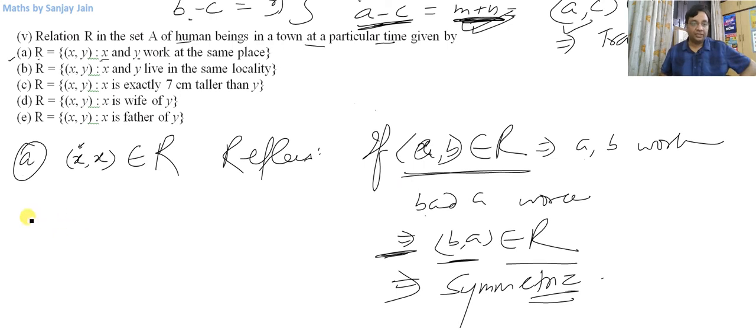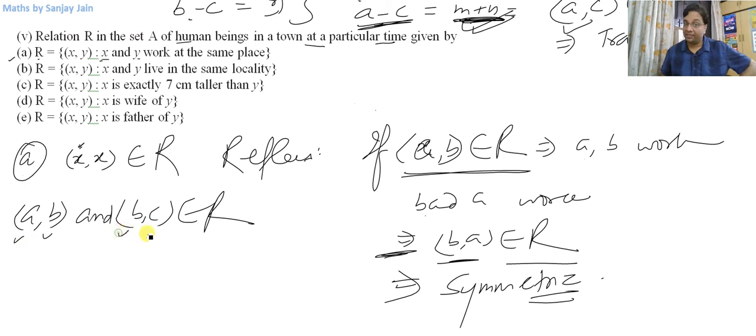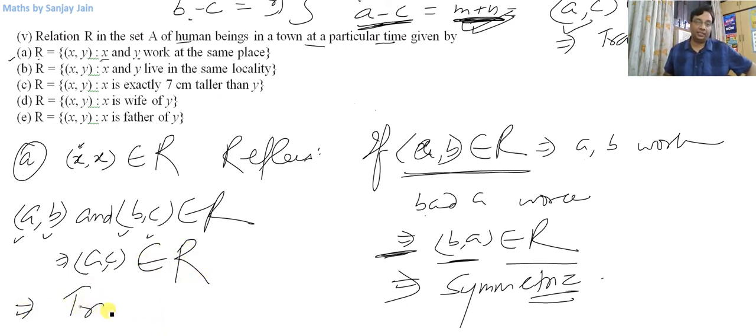So what about it being transitive? If a comma b is present and b comma c is present in the relation R, that will mean a and b work at the same place, b and c also work at the same place. So if a and b work at a place and b and c work at the same place, then that means a and c will also work at the same place. That means a comma c belongs to R. Hence I can say this relation is transitive. So this is reflexive, this is symmetric, this is transitive.